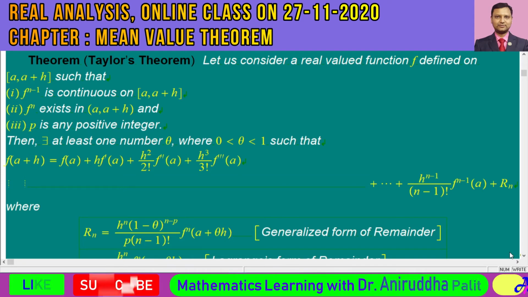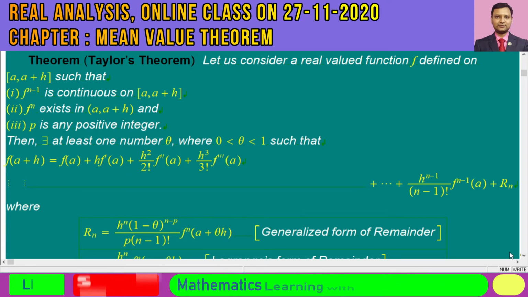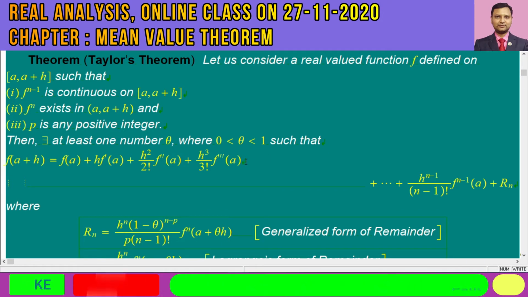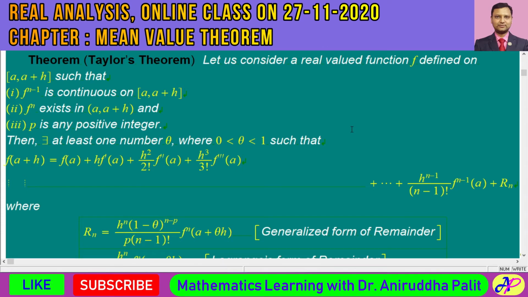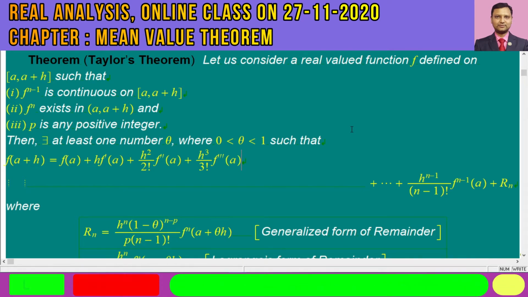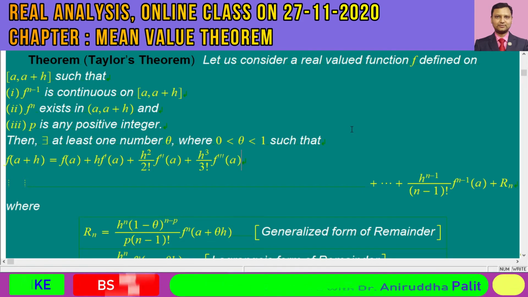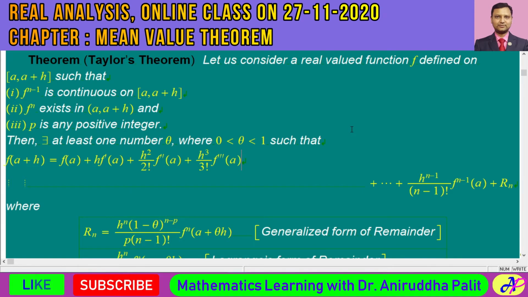Hello everybody. Today I will discuss Taylor's theorem. That is the last theorem in this chapter. In the previous classes, I discussed Rolle's theorem, then Lagrange's mean value theorem, then Cauchy's mean value theorem, and today I am going to discuss the fourth theorem, that is Taylor's theorem. Hopefully, this much discussion would be sufficient as far as the theoretical part is concerned in this chapter.